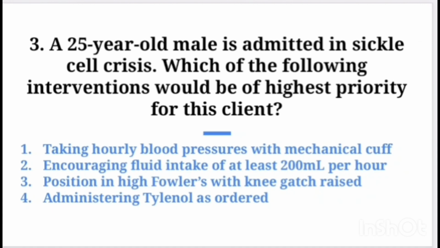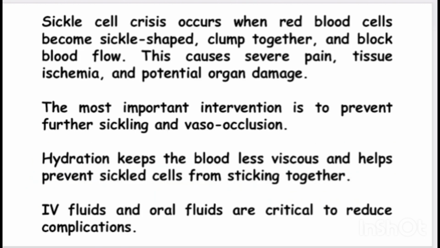This question asks for the highest priority intervention with a sickle cell crisis patient. For that, we have to know what sickle cell crisis is. This occurs when red blood cells become sickle-shaped and clumped together, and that causes blocked blood flow. This may lead to severe pain, tissue ischemia, and potential organ damage. The important interventions are to prevent further sickling and vaso-occlusion.